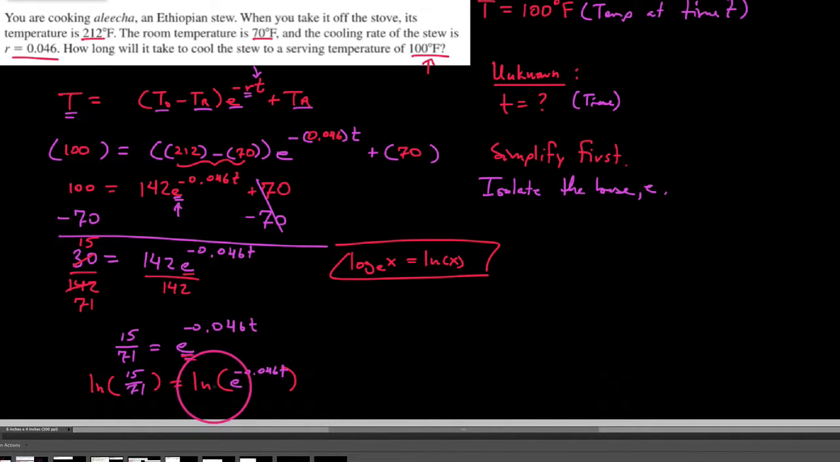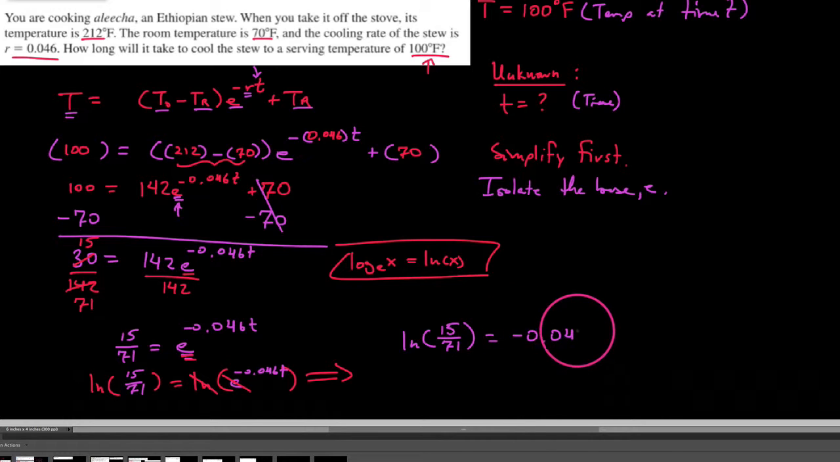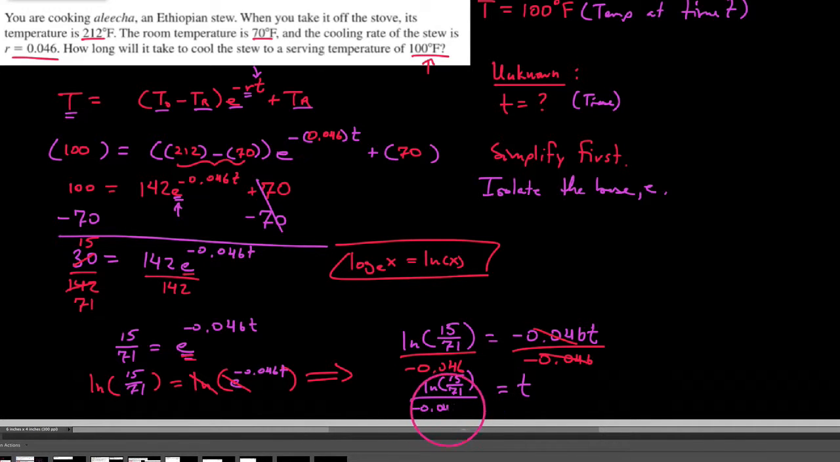When we take a logarithm of an exponential thing and they have the same bases, they cancel out. So what we end up with is this equation: the natural log of 15/71 is equal to negative 0.046t. The fabulous thing about this is we can just divide both sides by negative 0.046. That's going to be the time it takes for us to reach a temperature of 100 degrees. So first things first, let's write this: the time itself is the ln of 15/71 divided by negative 0.046. This is the time, and by the way, it's in minutes.